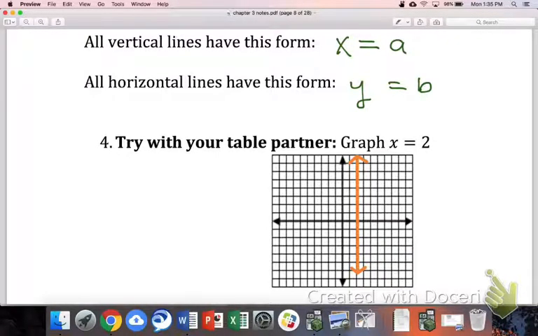Let's take a look at some points. Let's plot some points that are on this line. For instance, this point right there, what are the coordinates for that point? Wouldn't it be 2, 2? Yeah. Okay. How about the coordinates for that point up there? 2, 4. Let's go down here. How about this point right here down below the x-axis? 2, -1. Down here, 2, -4.